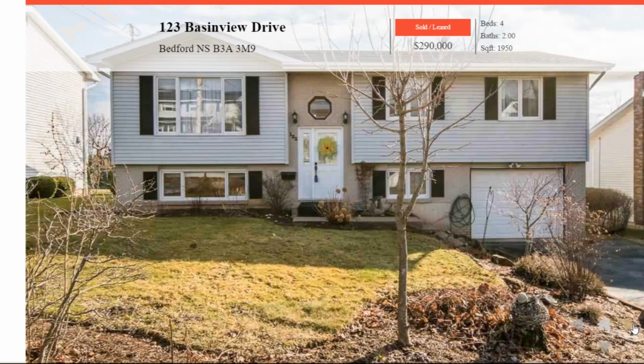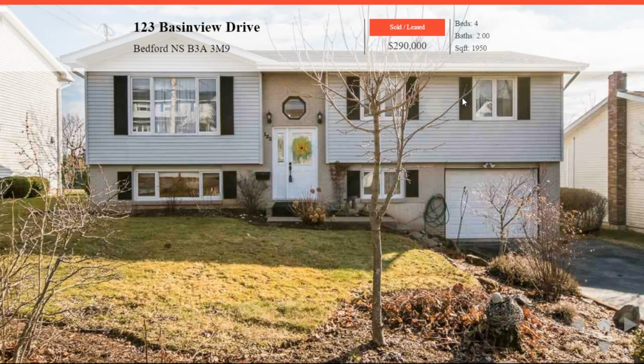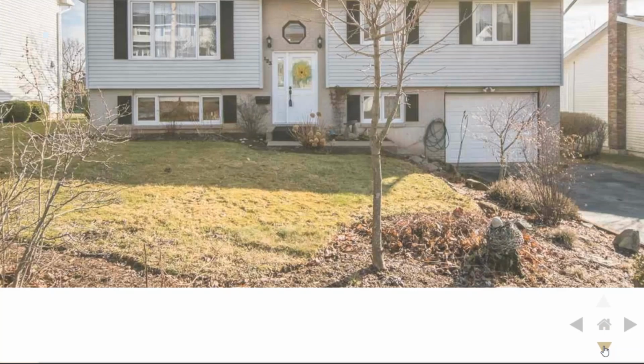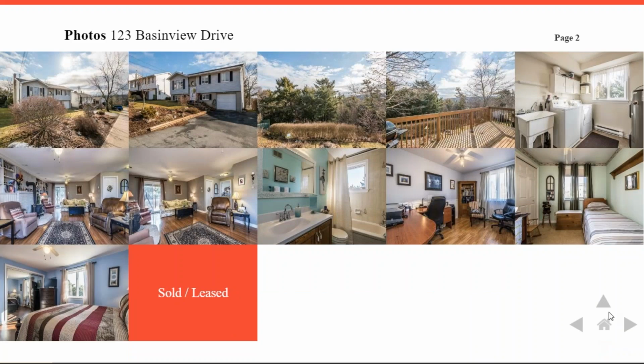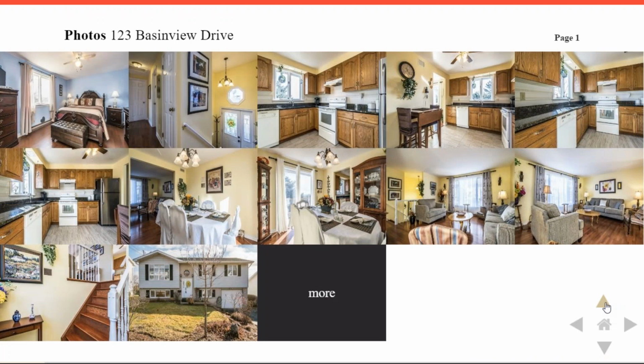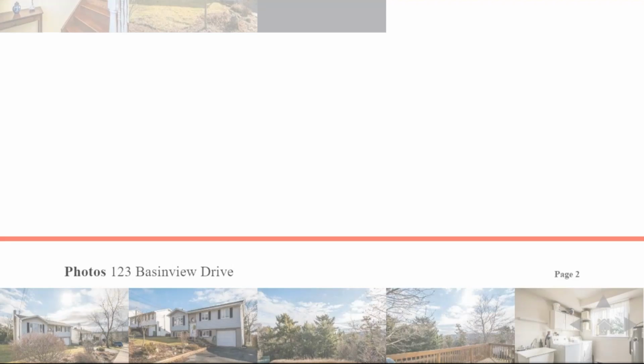I don't have to go through it exactly. So here's our first property, sold, 290. Okay, bed, baths, square footage. So now, you can't see it, but look to the bottom right-hand corner of your screen. You see the arrow down now? It's available. So I can click down, and it will give me photos and description of the property. Actually, I don't think it does give description. I think it's just giving me photos. Oh, more. Okay.